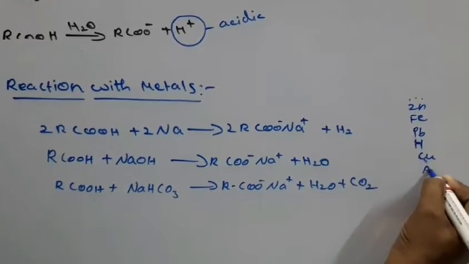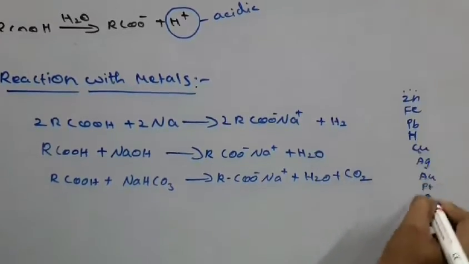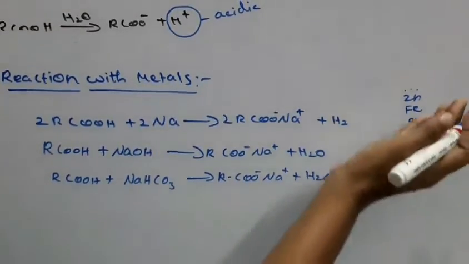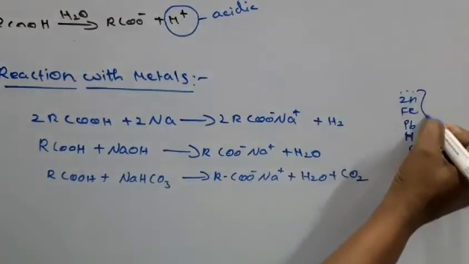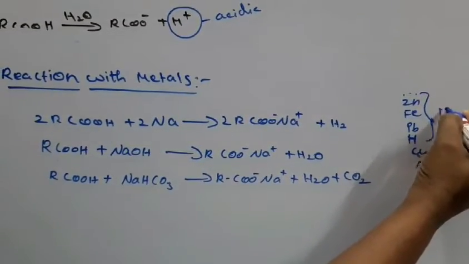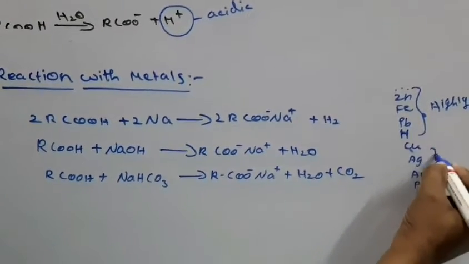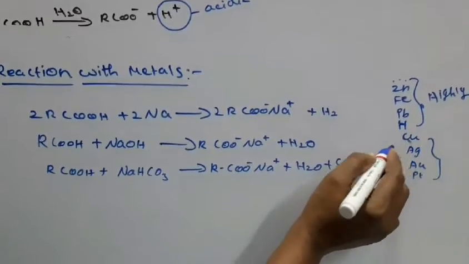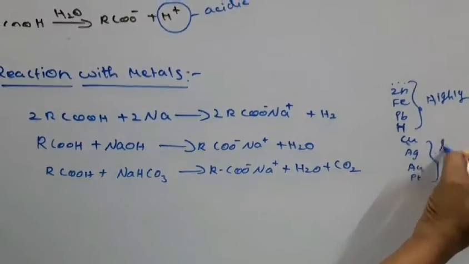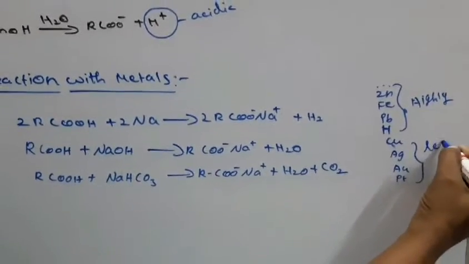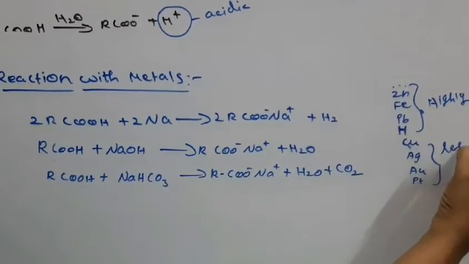Copper and silver and gold and platinum. Okay, so the elements present above hydrogen are highly reactive elements. The elements which are present below are of less reactivity.